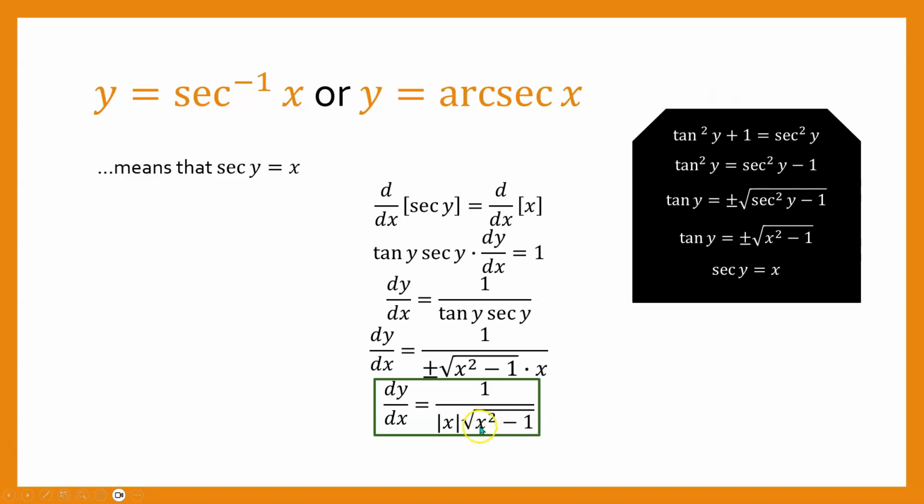And this is only defined if x is a number that is either greater than 1 or less than negative 1, which is when arcsecant of x is defined.